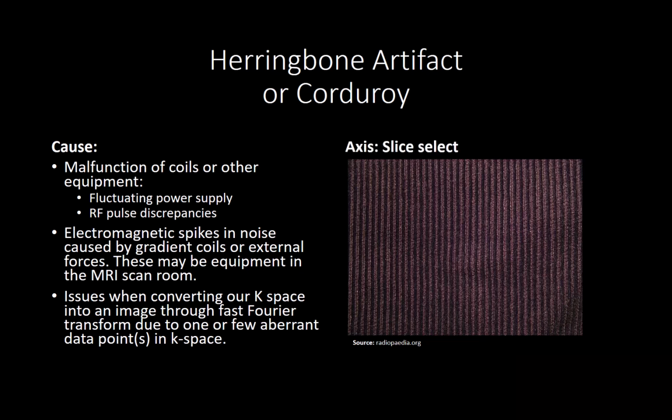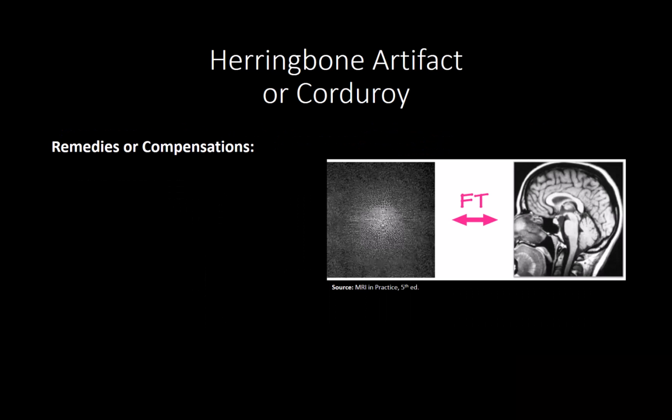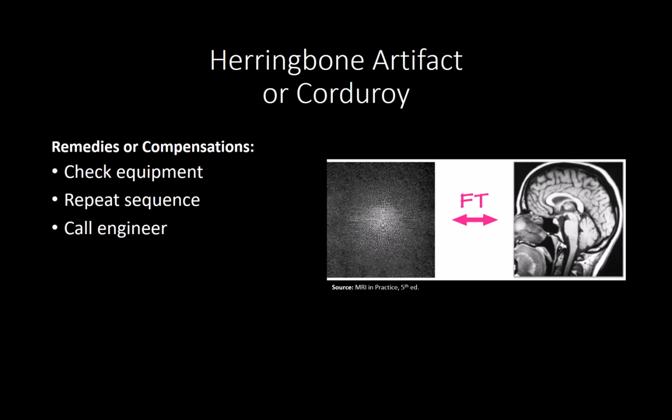This artifact occurs along the slice select direction. The appearance of herringbone or corduroy artifact is regularly spaced stripes that resemble the appearance of a fabric with a herringbone or corduroy pattern. Remedies or compensations. Check the equipment. Simply repeat the sequence, and/or call an engineer.